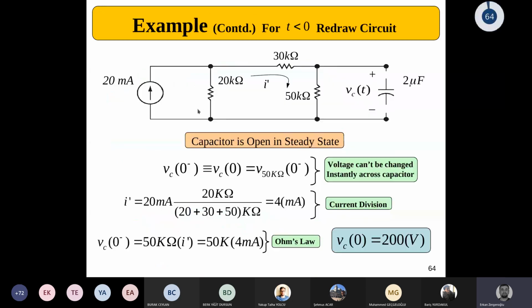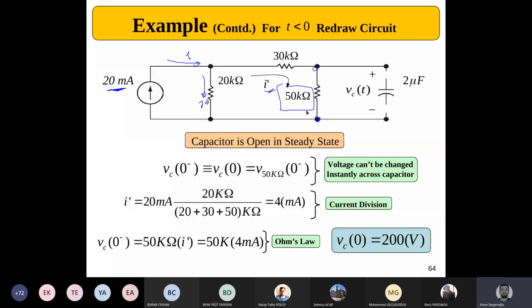Now, to calculate that, you need to know the current I cap passing through there. We had 20 micro amps coming from here. There's another current in here, I dash, and I dash is what I need. Using that, I'll be able to calculate the voltage across these 2 nodes.